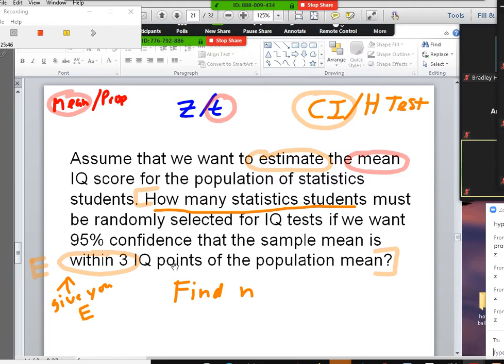So here, I need to find n, which means I have to give you the error. You can't find n without the error. You need to have everything else, right? I can only be holding one thing back from you. So if I'm asking you to find n, you have to have everything else. You have to be able to figure out the critical value from the confidence level. You have to be able to know what the E is. And you'll have to have other information. So this is a find n problem. Everybody good with that part?